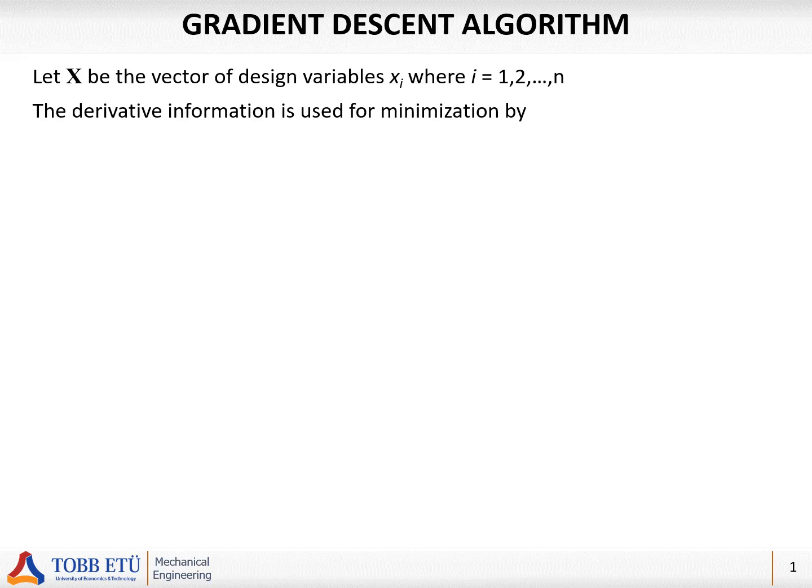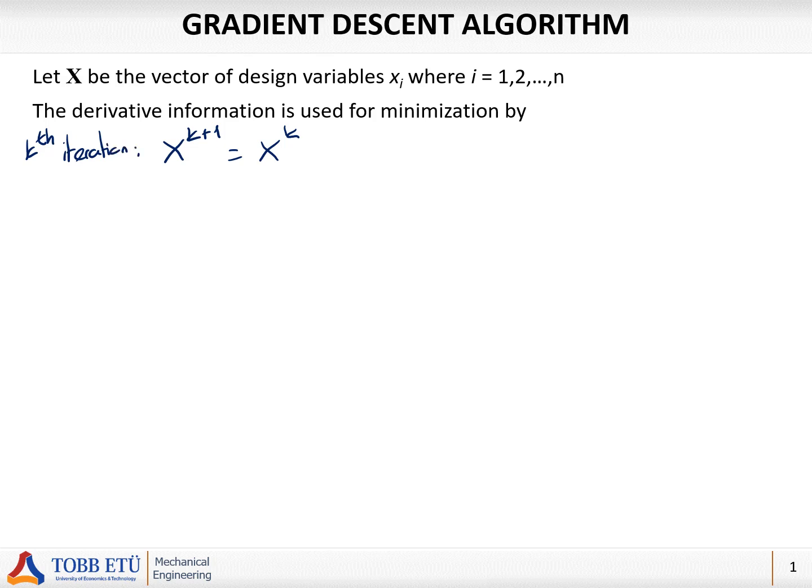In the gradient descent algorithm, we simply use the derivative of the function as information. Let's say we have design variables x's. The vector is the capital X, and we will use the derivative information. But first of all, we will have a search algorithm to change these x values, so the new x values for k plus 1 equal the current x values. K is the iteration number, the kth iteration.